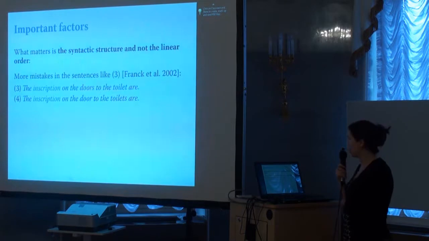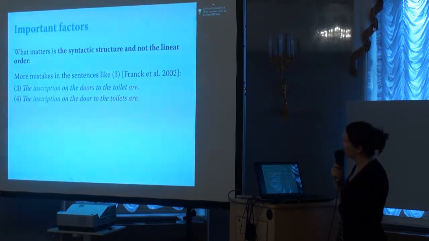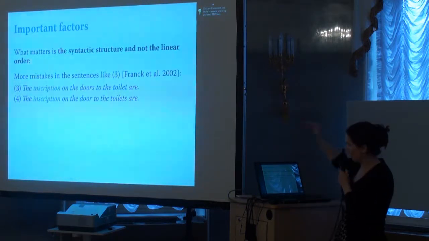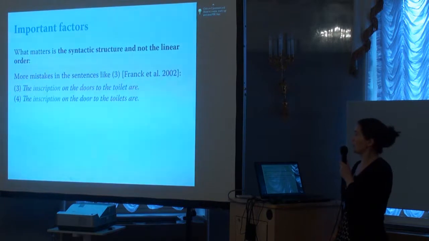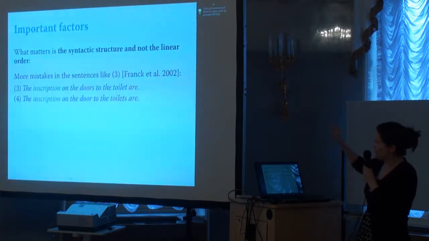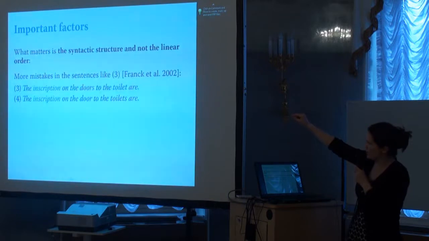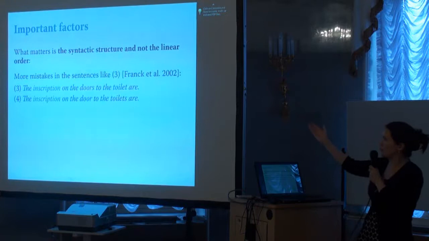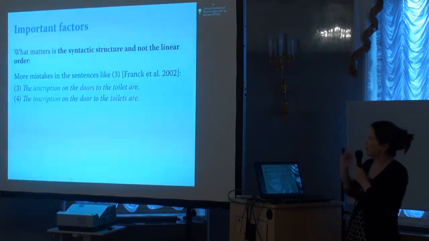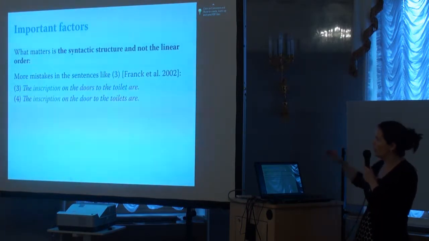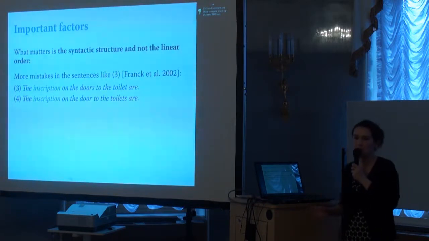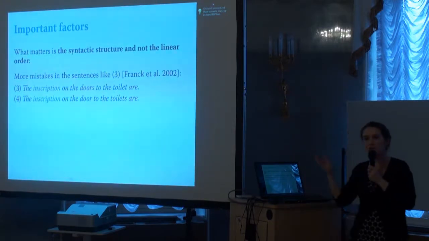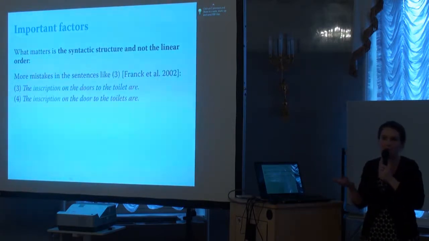For example, in one study, they found that there are more mistakes in sentences like 3 than in sentences like 4. Although the noun doors in these examples is further away from the verb than the noun toilets in example 4, it induces more mistakes in production. Why so? Because the noun doors is structurally closer to the head of the subject phrase.